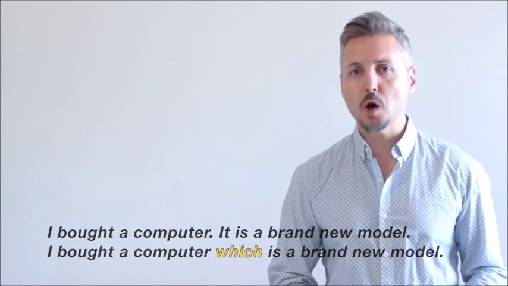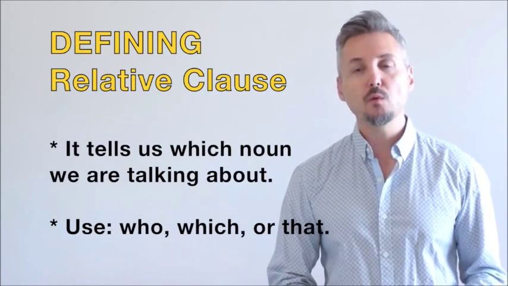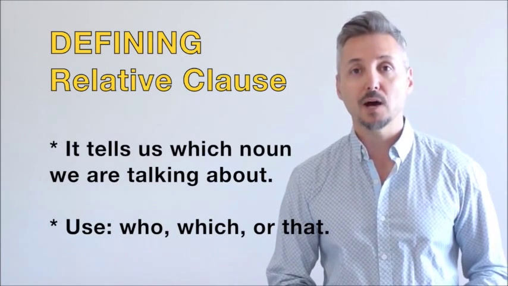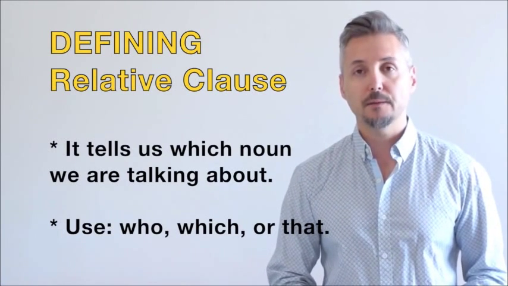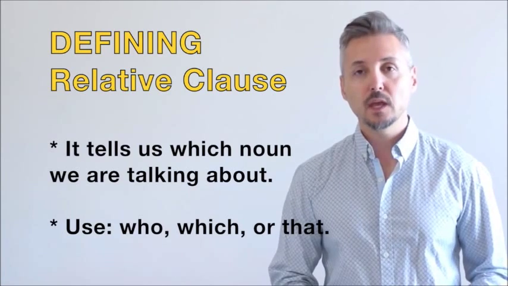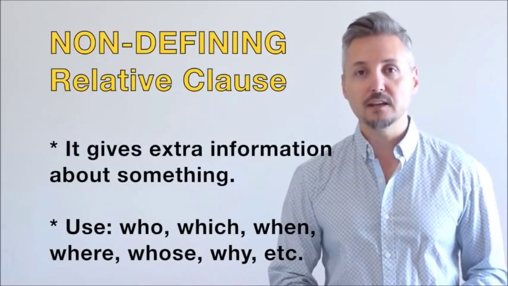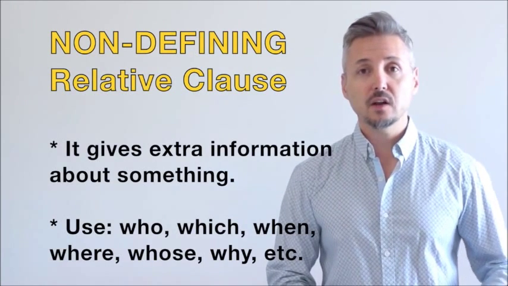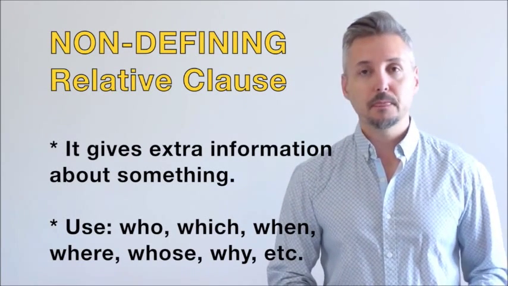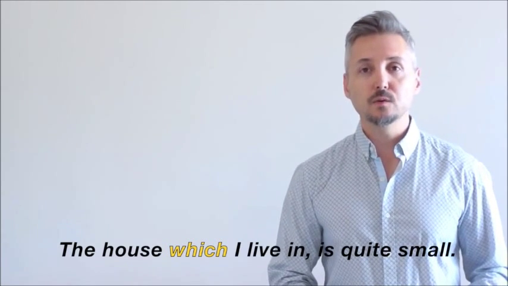Okay? This is also called a defining relative clause. Why? Because it tells us which noun we're talking about. So if we didn't have a computer, we wouldn't know what we were talking about. So the noun computer is very important. Okay. With this defining relative clause we also use who for people, which, as I said, for things, and that for both. We also have the non-defining relative clauses. These are clauses that give extra information about something. So, my example could be, the house which I live in is quite small. Okay? As you can see, I used which, okay?